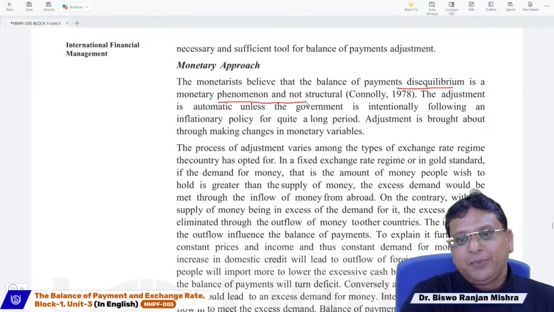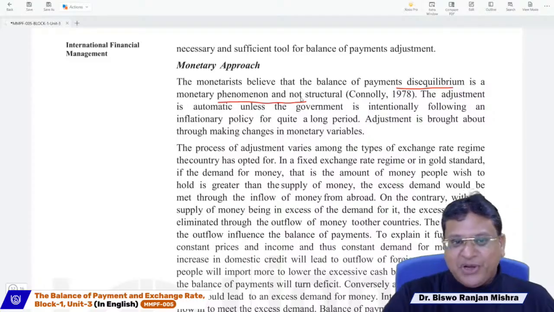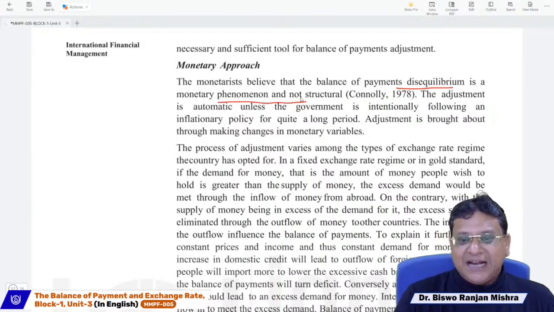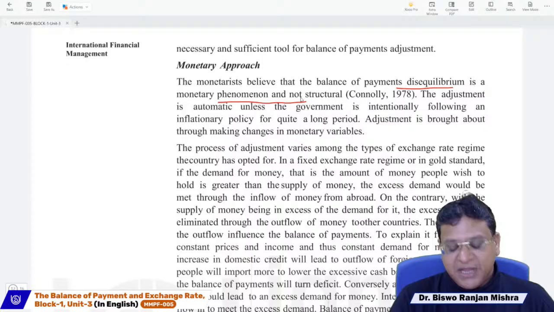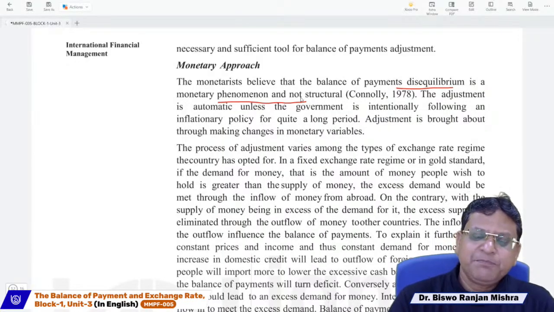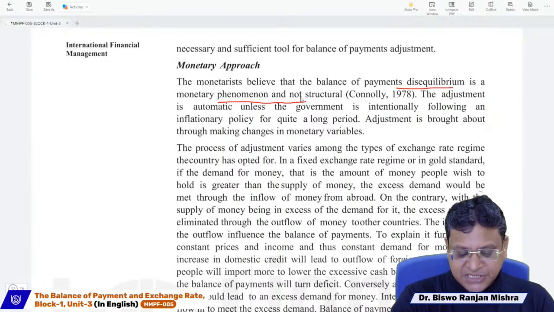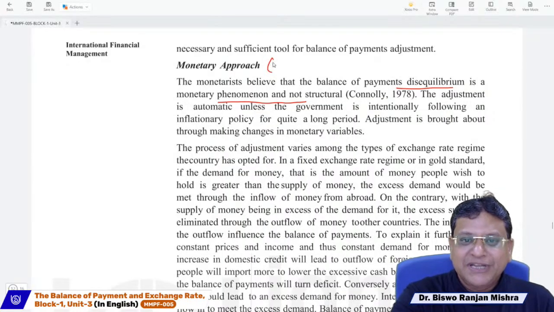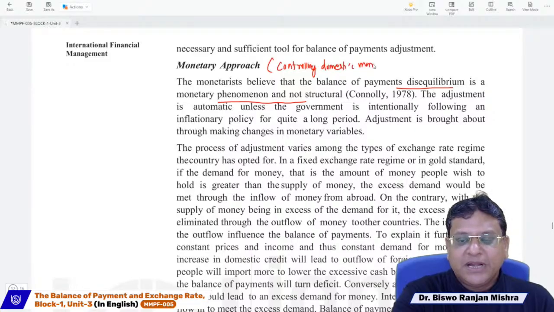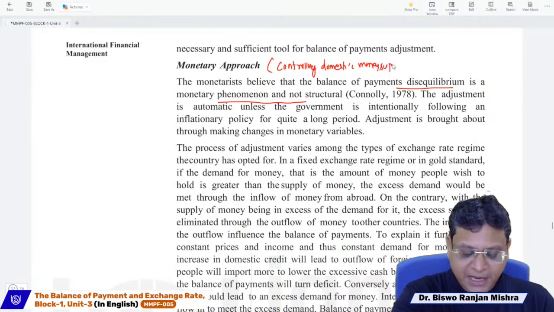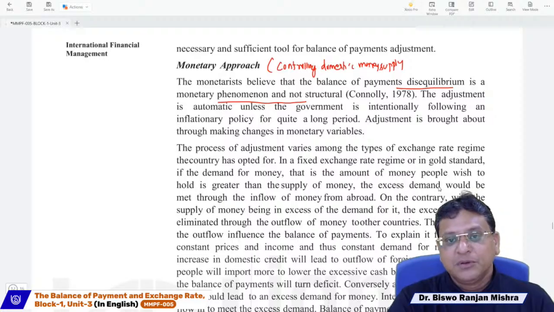If it is a monetary phenomenon, by controlling the money supply in the economy, we can adjust the disequilibrium in BOP. So what are the policy implications of the monetary approach? The focus should be on controlling the domestic money supply. You can control the domestic money supply and address the problem of BOP.